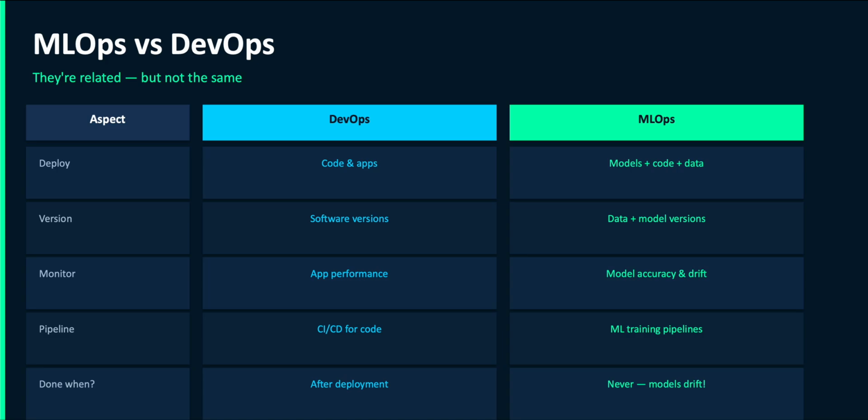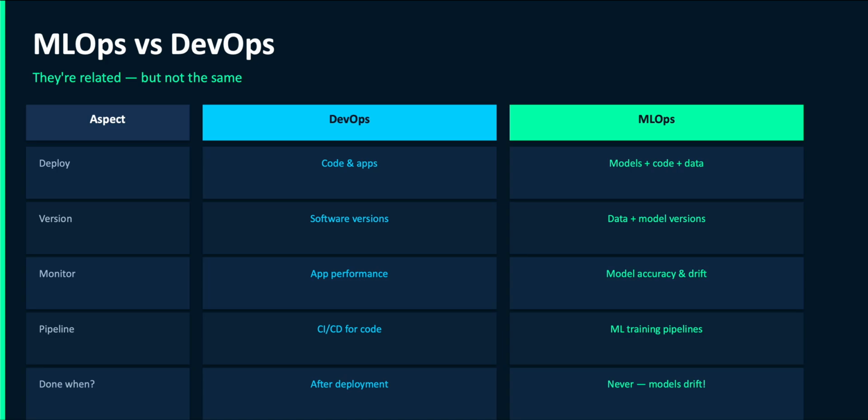Now you might be thinking, isn't this just DevOps for machine learning? Not exactly, and the difference matters here. Look at this comparison table. In DevOps, you deploy code. In MLOps, you deploy models and code. In DevOps, you version software. In MLOps, you version data and models because your data changes over time.